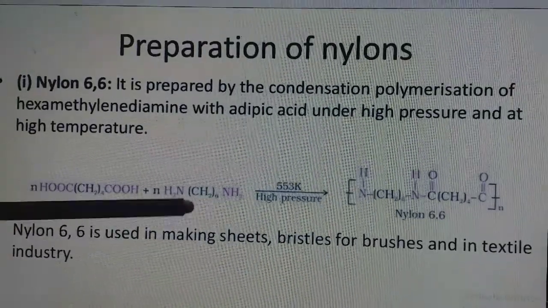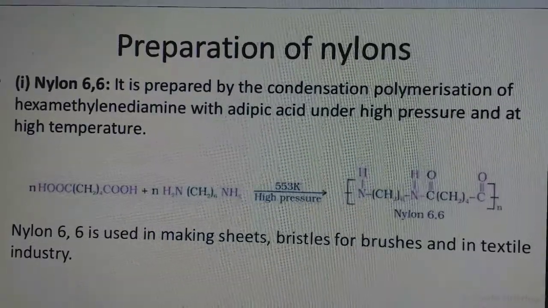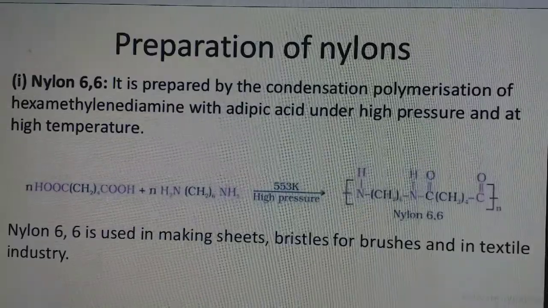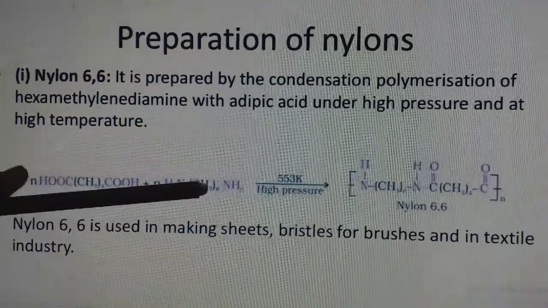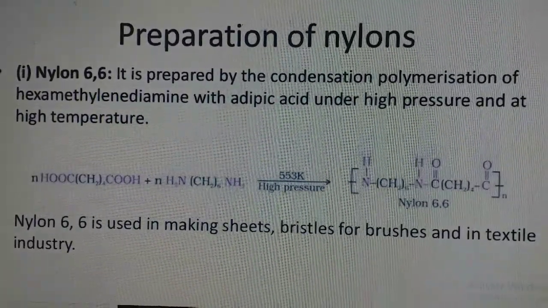It is used in making sheets, bristles for brushes and in the textile industry. I hope you understood nylon 6,6. It is a condensation polymer obtained from hexamethylene diamine and adipic acid. These undergo condensation, forming nylon 6,6.